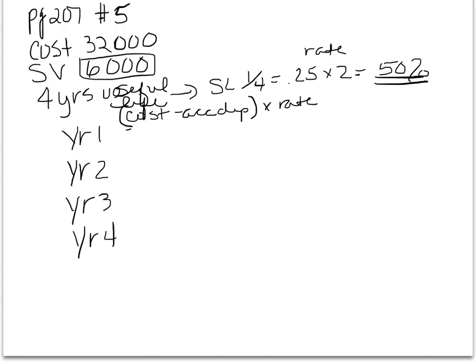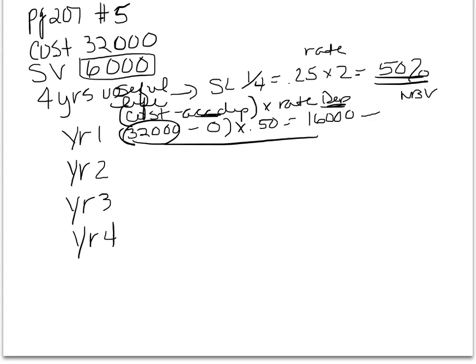In the first year we would have $32,000 minus 0, because we don't have any accumulated depreciation yet, times 50%, which gives us $16,000. That would be our depreciation, a debit to depreciation expense and a credit to accumulated depreciation. The net book value at this point would be the cost minus the depreciation, which in this case would be $16,000.